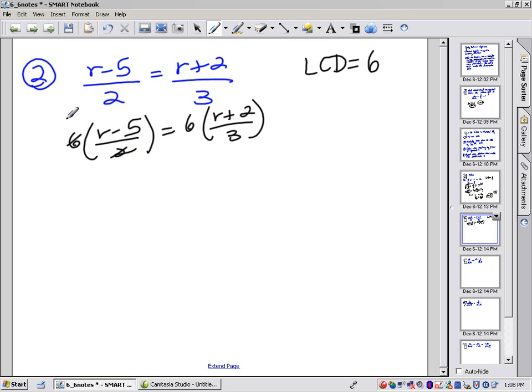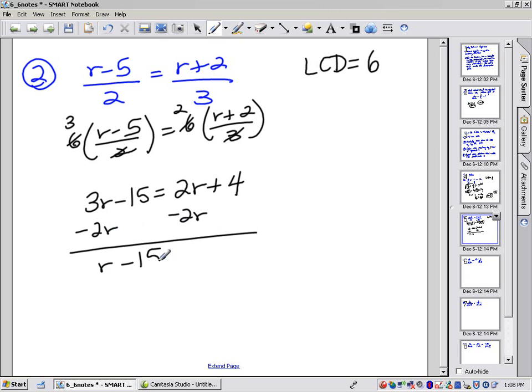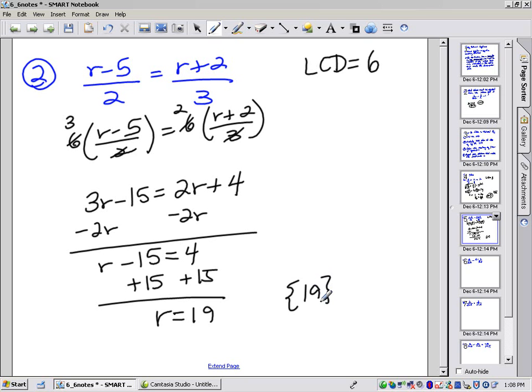2 goes into 6 3 times. So now we multiply 3 times r minus 5 to get 3r minus 15. 3 goes into 6 2 times. So 2 times r plus 2 is 2r plus 4. So then we could subtract the 2r to get the variables on one side, to get r minus 15 is equal to 4, and then add 15 to both sides. So r is equal to 19. Since neither one of our denominators had a variable in it, there are no restrictions from the solution set. So the solution set consists of the value 19.